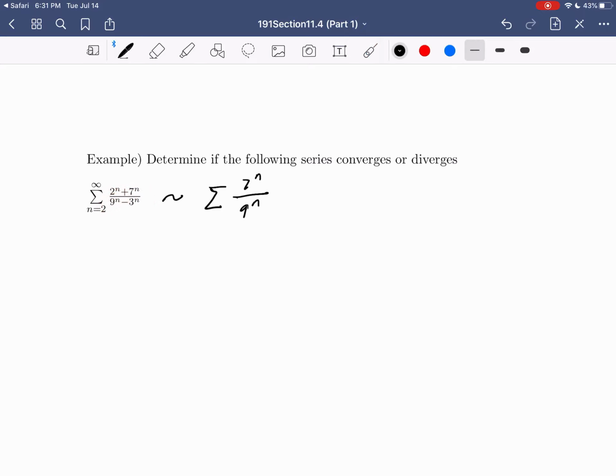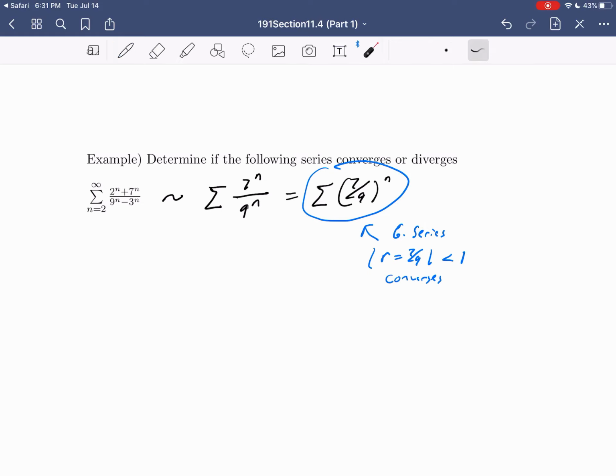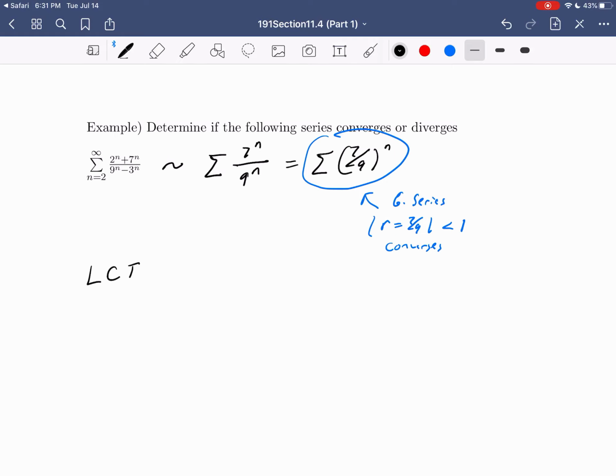So it's going to be similar to 7^n over 9^n, which, of course, is the same as (7/9)^n. And what is this? All right, well, let's circle the whole thing. Well, this is not a p-series, but it is a geometric series, r equals 7/9, which in absolute value is less than 1, so this converges. So we expect that in the long run, this is similar to this convergent geometric series. So let's try to use the LCT to show that.